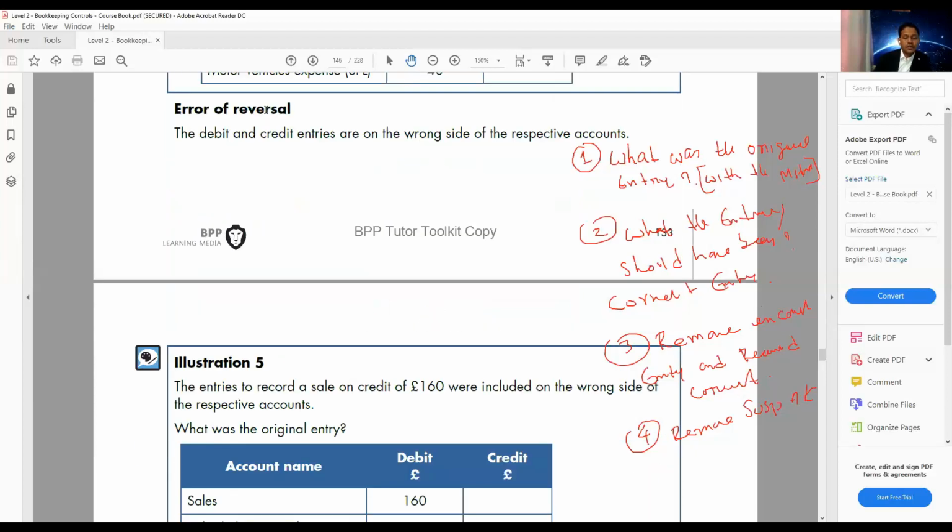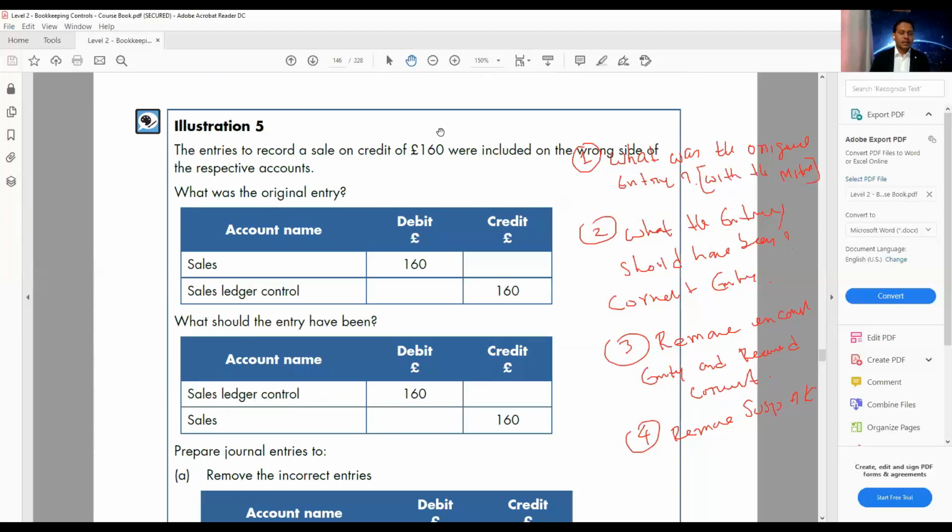Then we have error of reversal. In an error of reversal, we can see the debit and the credit entries are on the wrong side of the respective account. So I reverse it, as I said before. So there is a cash sale, supposed to be cash is debit, sales is credit. But I said sales is debit, cash is credit. I make the opposite. I reversed it. Let's have a look at this one.